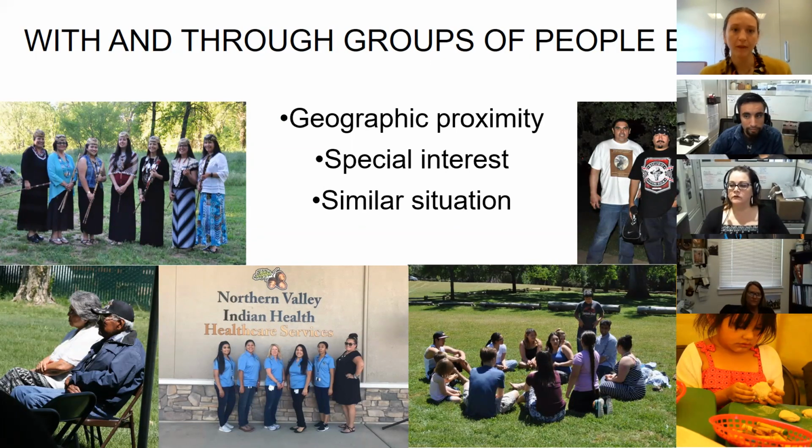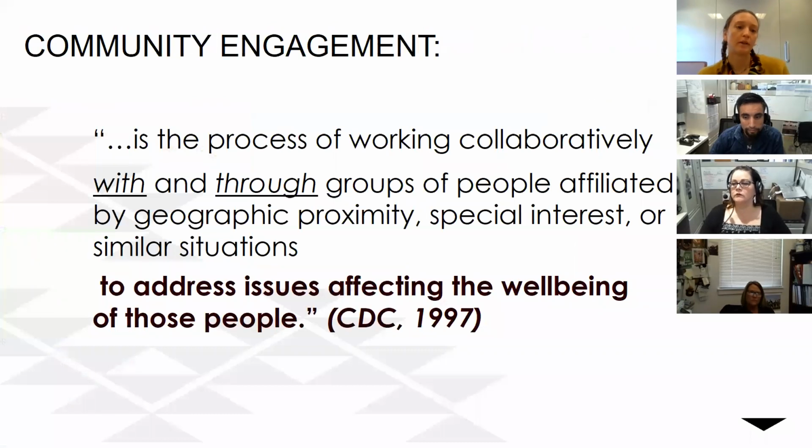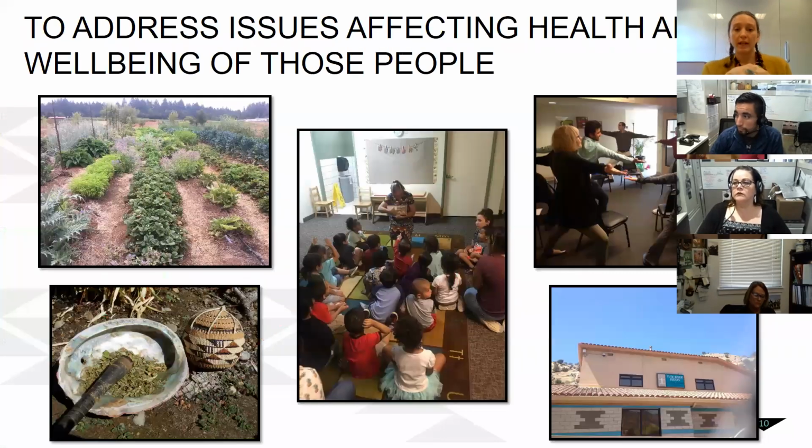Then the final piece of this definition is to address the issues affecting the well-being of those people. Again, these are images of the areas that we are focusing on. We have nutrition, commercial tobacco and traditional practices. There's an elder reading to some youth, so there's some intergenerational work going on. There's the medical yoga that's actually at Matheson on a site visit a couple of years ago. And then what's going on within our health clinics on clinical community linkages.